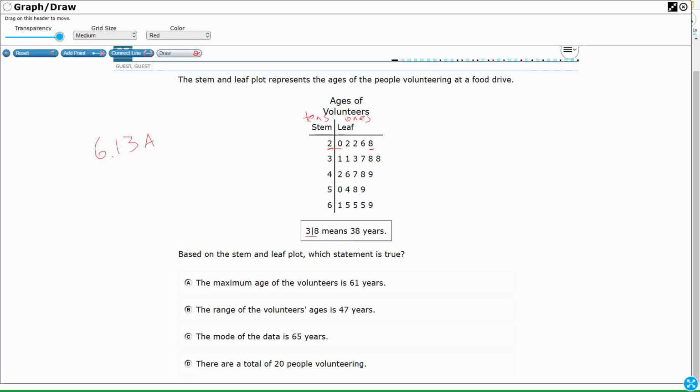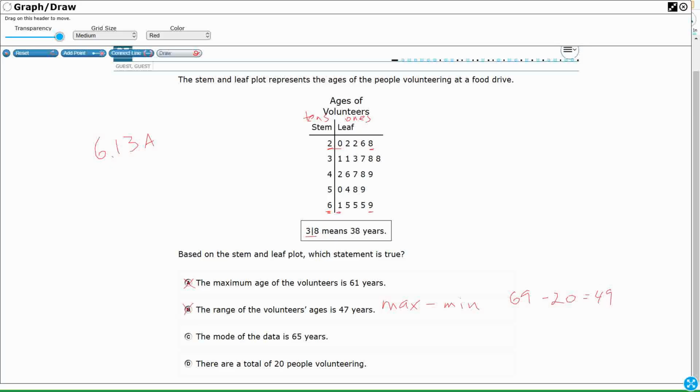All right. So which of these statements is true? Well, let's just look at the statements. The maximum age of the volunteers is 61. Well, I've got 61 right here, but that's the first number in this row. The maximum age is going to be that 6 and then that 9. That's 69. So that is incorrect. The range of the volunteers is 47. Well, range is the difference between the maximum and the minimum. So the maximum minus the minimum. We already figured out that the maximum is 69 and 20 is our minimum. So that's 49, not 47.